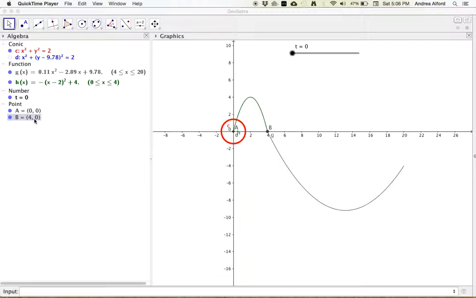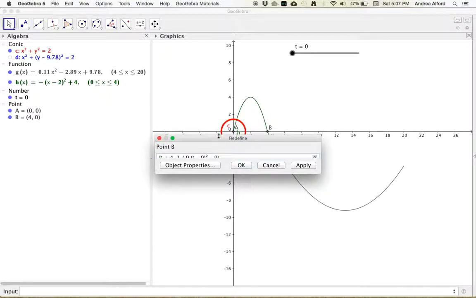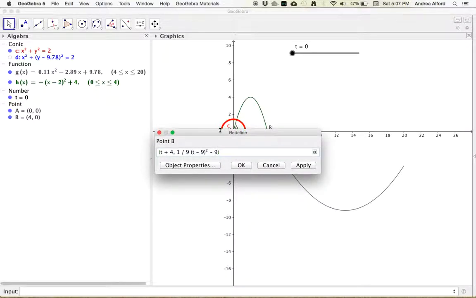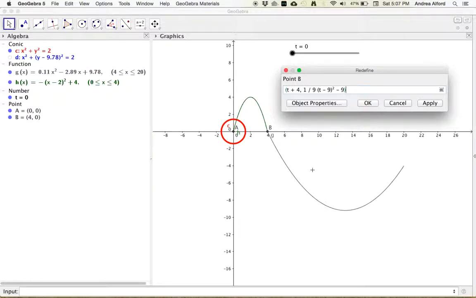Now I created this point B. Let's see if we can see B. B was where I wanted the center of that second circle to be. I wanted my second center to follow along this parabola. So I wanted the x shifted right 4, so I had to do t plus 4, because I'm just talking about a point here. And then I wanted my y's to follow along this parabola, 1/9 (t minus 9) squared minus 9.